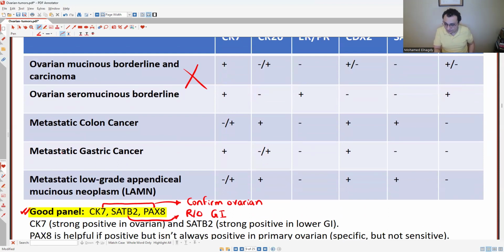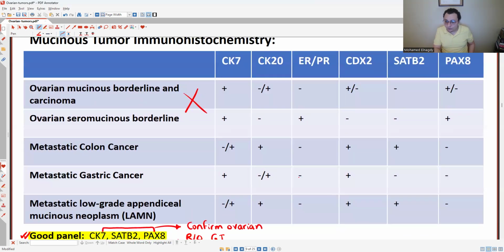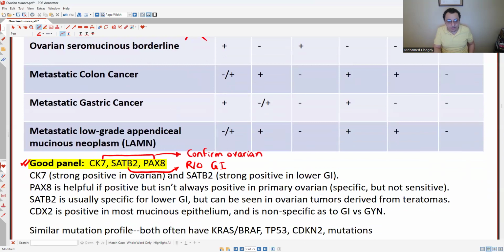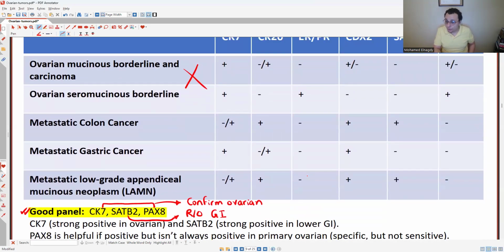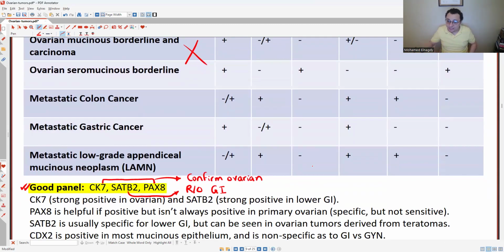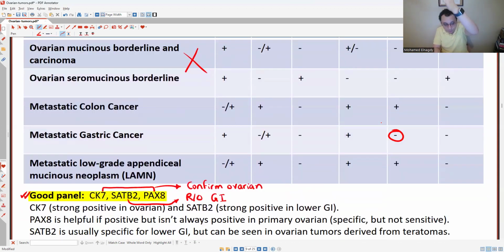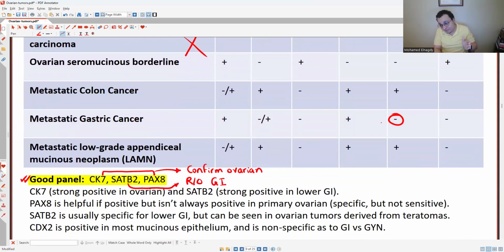Here is a question. Heike is asking, how is CDX2 compared to SATB2? Both of them are really good. However, sometimes they order both, CDX2 and SATB2, because as you see here, SATB2 is negative in gastric, but CDX2 is positive in all three GIs. So sometimes they order both, but there is no such comparison between CDX2 and SATB2. Both of them are good.